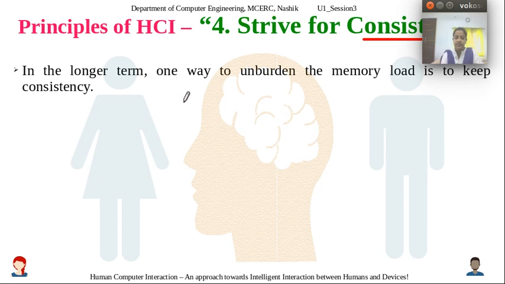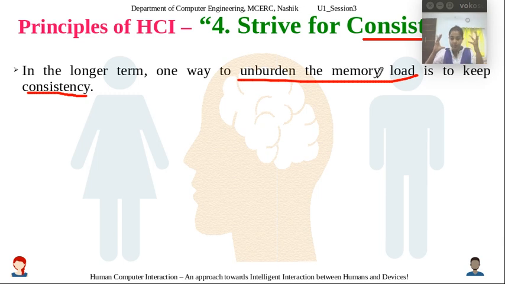Basically, see one statement which I have written here. One way to unburden the memory load is to keep the consistency. The earlier principle of HCI was reducing the memory load, yes or not? What I have written here is unburden memory load. We don't want our user to remember something, yes or not? We don't want to put more burden on the user's brain to remember things, right? That means we want to unburden the user's memory load.